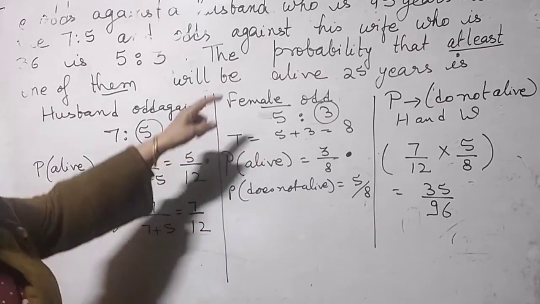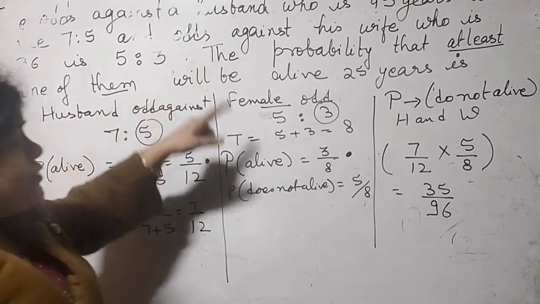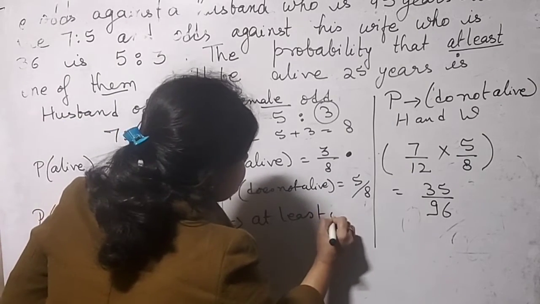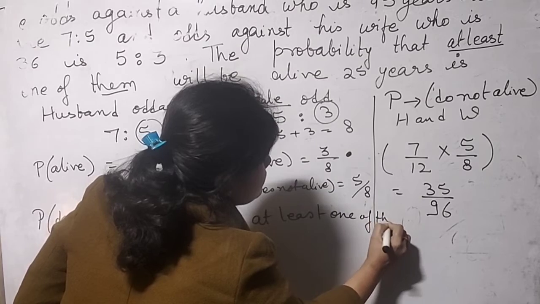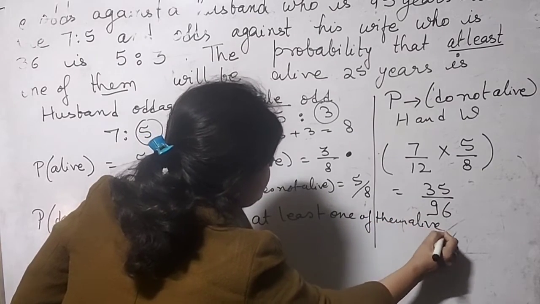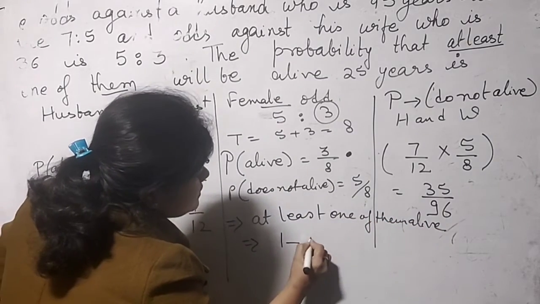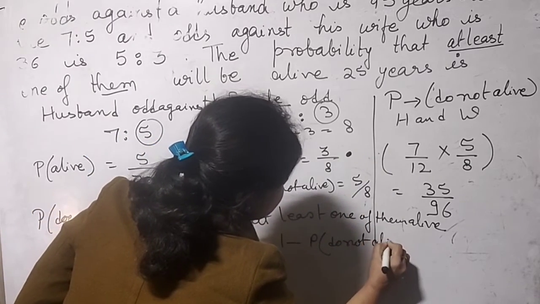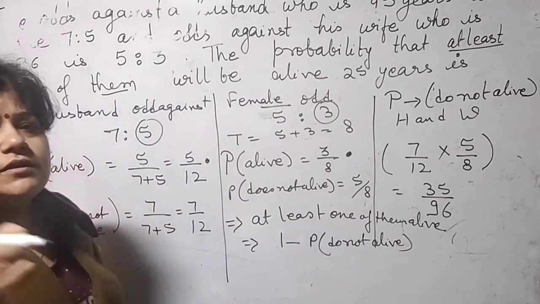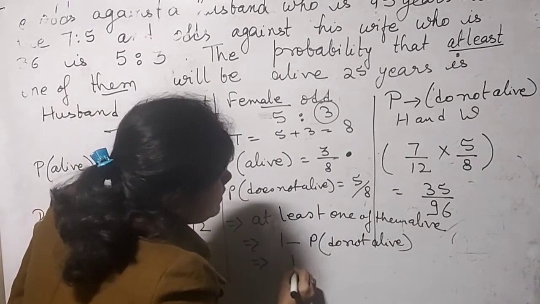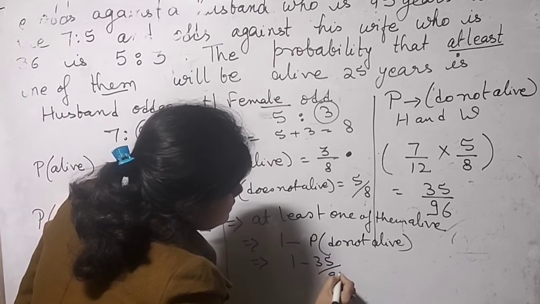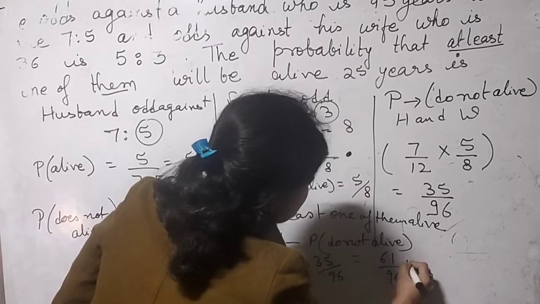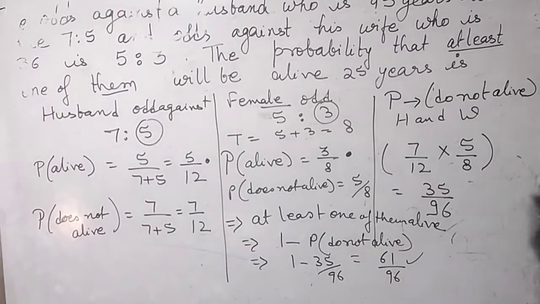But when the question is at least one of them alive, for that we find 1 minus the probability that they do not stay alive. Always use this formula, otherwise the answer is wrong. 1 minus 35 over 96. So when we take the LCM, we get 61 over 96. And option number 1 of our question is correct.